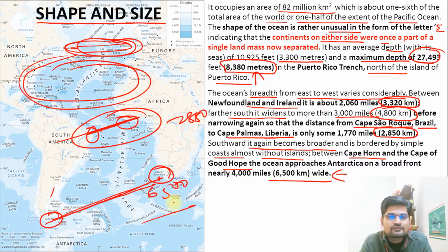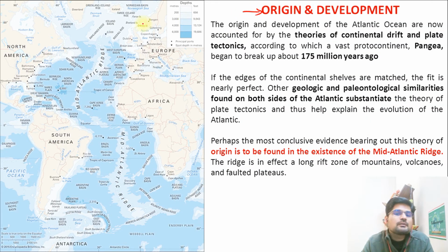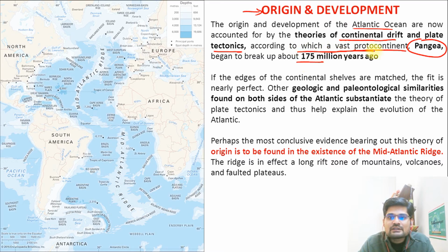Now let's look at the other features. Now talking about the origin and development of this ocean. The origin and development of the Atlantic Ocean are accounted for by the theories of continental drift, as we know, and later plate tectonics, which we have already learned under geomorphology. If you have not watched the videos on continental drift and plate tectonics, you can go to the playlist on my channel in the geomorphology segment and watch the videos in detail. So what happened? The vast proto-continent, remember Pangaea, was together, and it started separating about 175 million years ago.